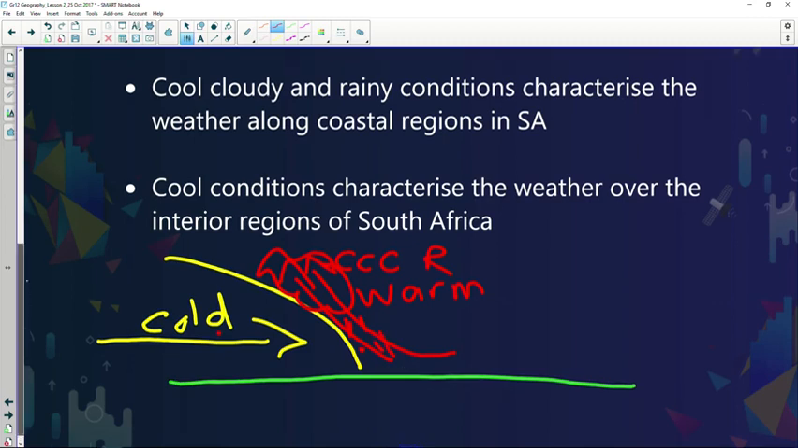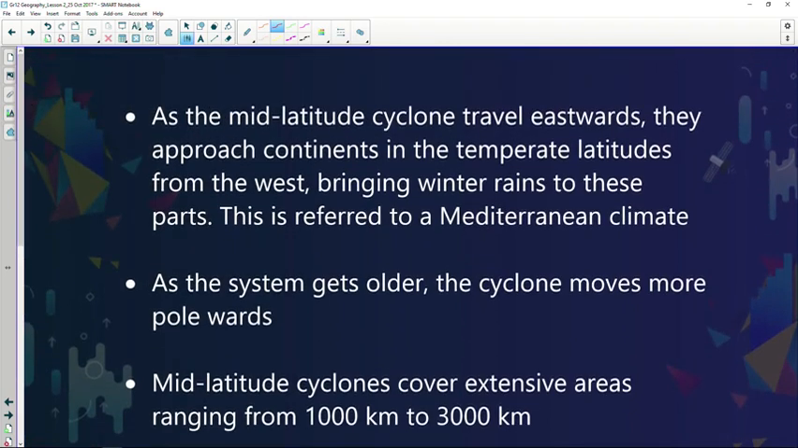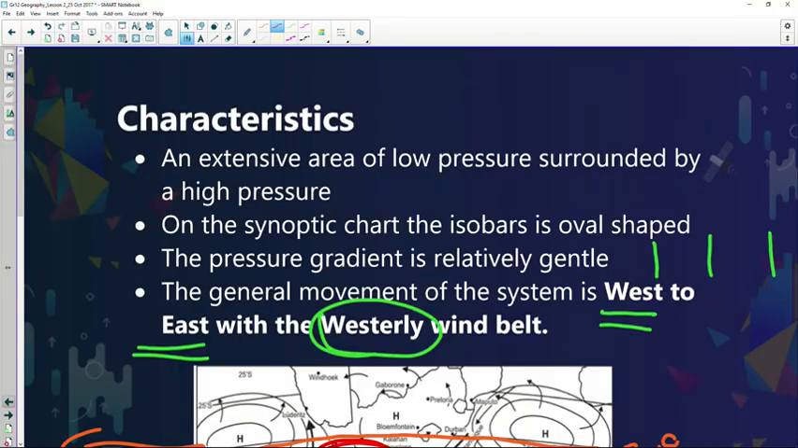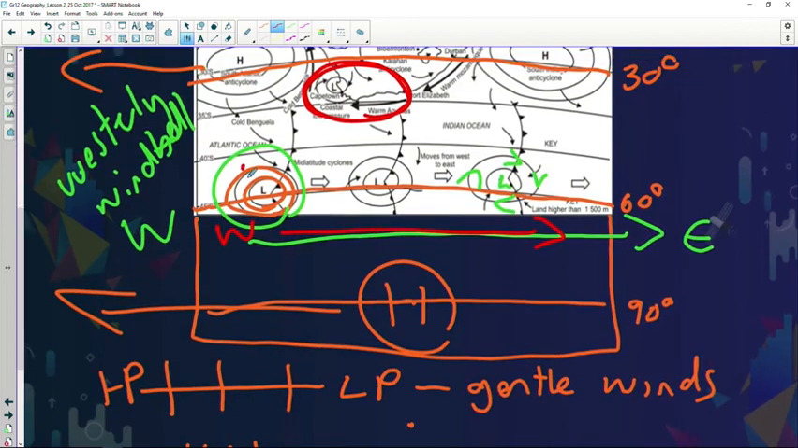Now, if we go back, as we can see, this is the type of rainfall that the Western Cape experiences during winter. Now, as the system gets older, just go back to your synoptic chart. As you can see, it moves from west to east. The system migrates towards the polar regions and it dissipates. We're going to look at the different stages in a second. Dissipates means it basically dies.